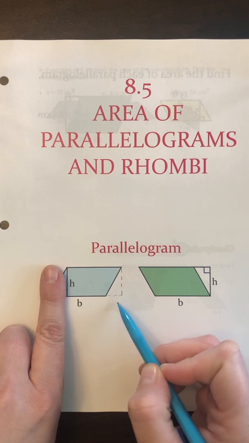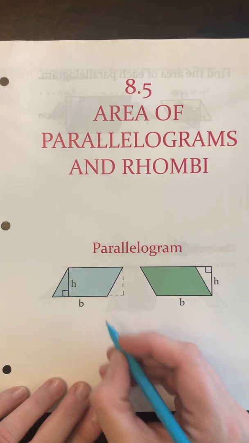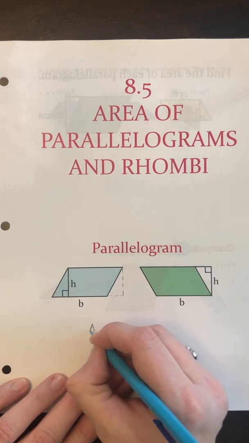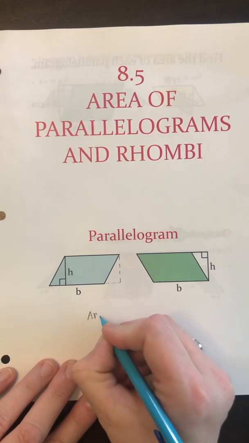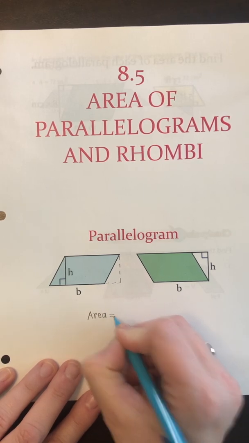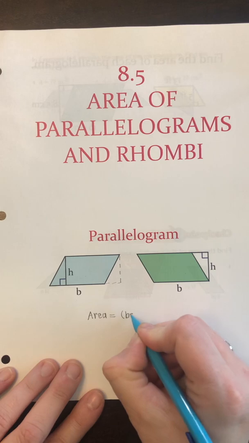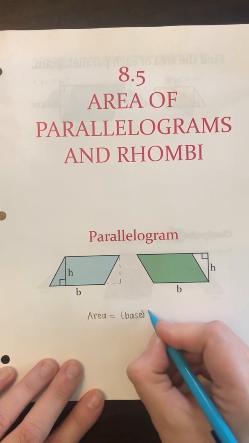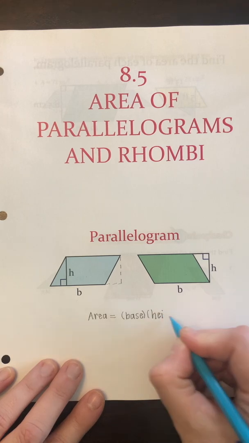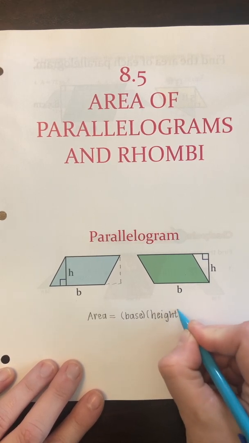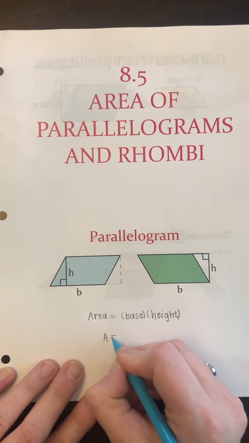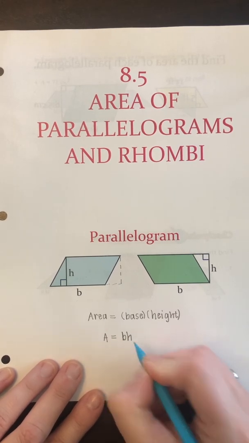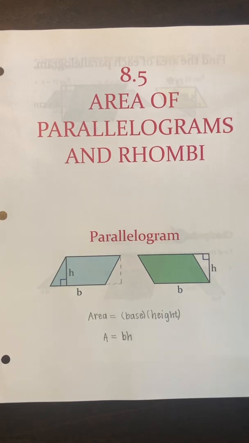And so yesterday's formula of area equals base times height is going to be exactly the same thing for the parallelogram. So let's write that in our notes. Area equals base times height. And I'm going to abbreviate that: A equals B times H. So we're using the same formula, but super important to note, again, just like yesterday, the base and the height are going to have to form right angles.